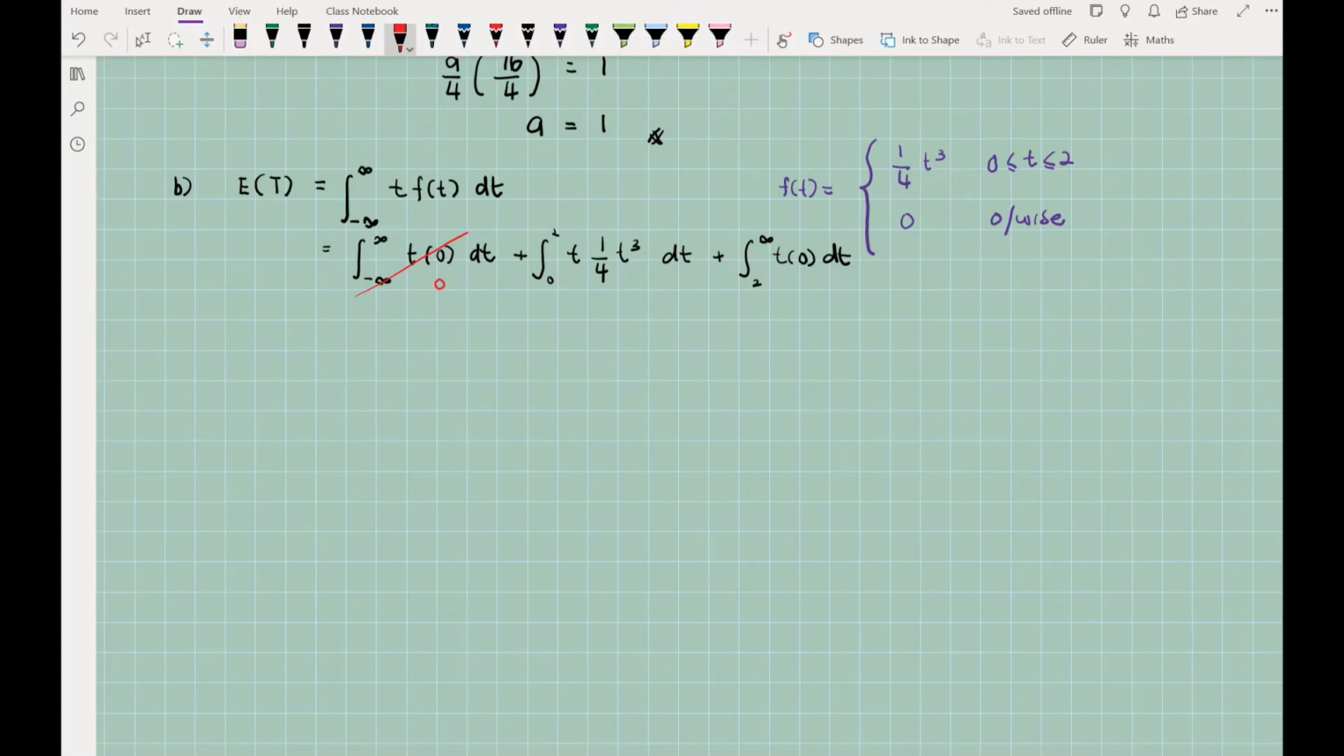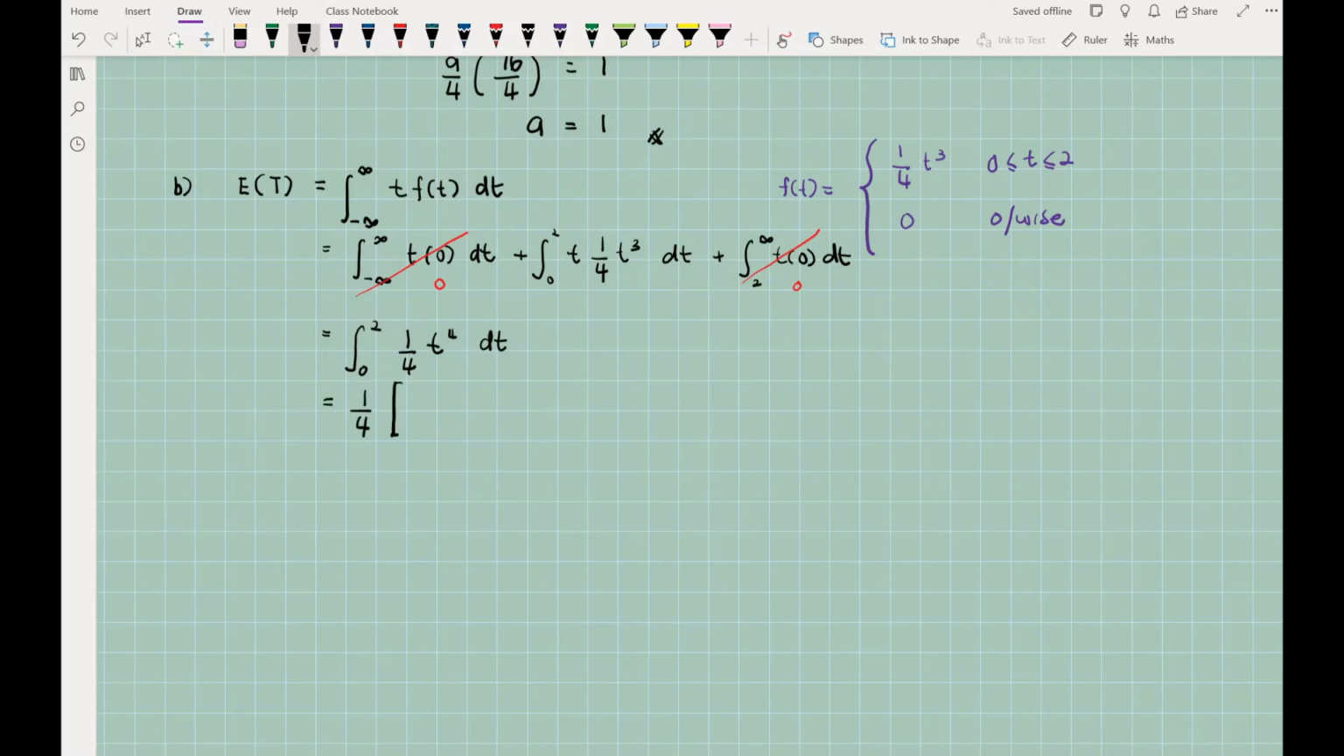The third part is also 0. So you can just integrate the one in the middle, where, if you integrate here, please make sure you simplify first. This is actually equal to the integral from 0 to 2 of 1 over 4 t power of 4 dt. So I can take the constant outside. 1 over 4 will be taken outside.